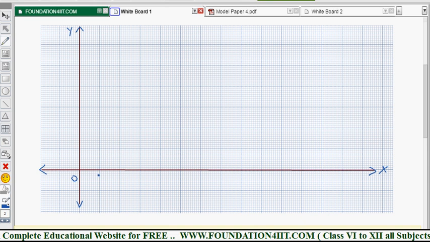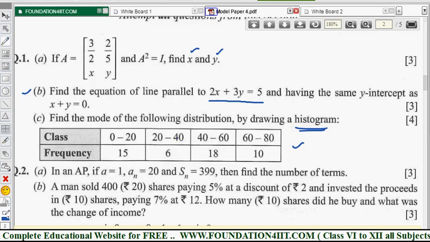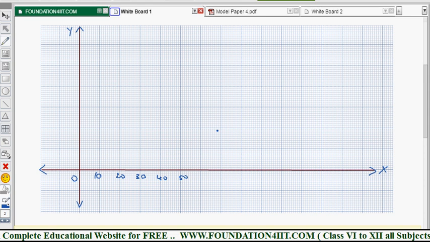So if you take 10, 20, 30, 40, 50. Otherwise, if you see here, 0 to 20, 20 to 30, you can take 20 units as 1 centimeter. You can take your own. If you take 20, 40, 60, 80, 100, that means here we have taken 1 centimeter as 20 units. So the scale, if you observe, on the x-axis is 1 centimeter is 20 units, and it represents the class interval.